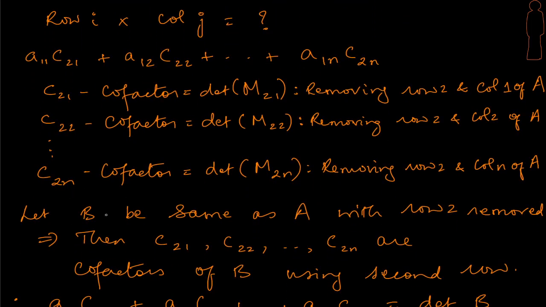So let's take a look at this. I'm going to take B to be another matrix same as A. Remember, B is same as A matrix, except that row 2 has got removed. Okay, there is a blank in B matrix, row 2 is not there. What is important for us to observe is the cofactors C21, C22 up to C2n are exactly same for B as we do for A. There can't be a change. Why? Because all the elements are same from A.